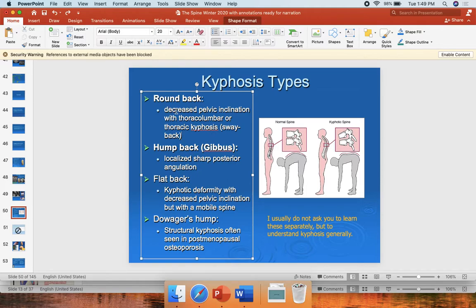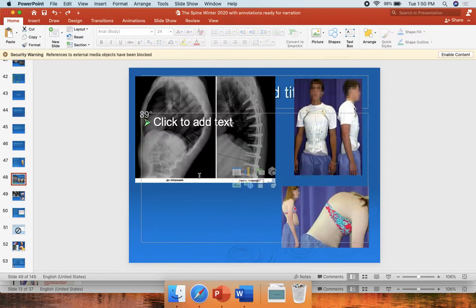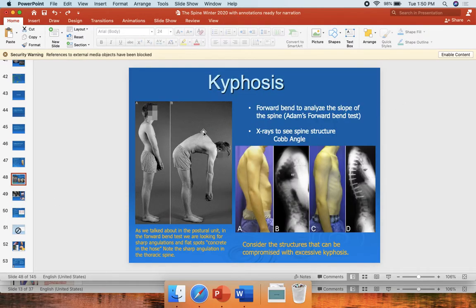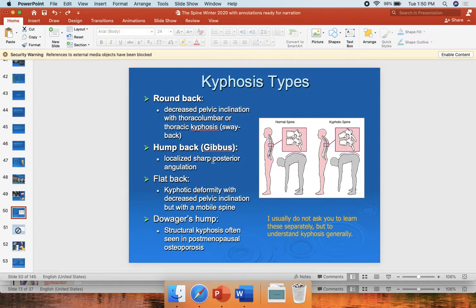So the big thing on the sway back or the round back, you're going to have decreased pelvic inclination. So we're going to have a little bit more of a posteriorly pushed pelvis, and we're still going to have that thoracic kyphosis. The next one is this humpback or just a gibbous. This is a sharp posterior angulation. That's like what we saw probably here. This is probably a nice gibbous example where they have the lordotic curve, but they have a very nice angle right there exhibiting kyphosis.